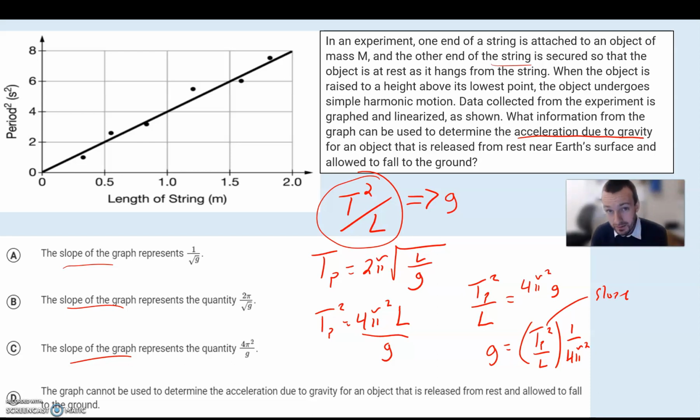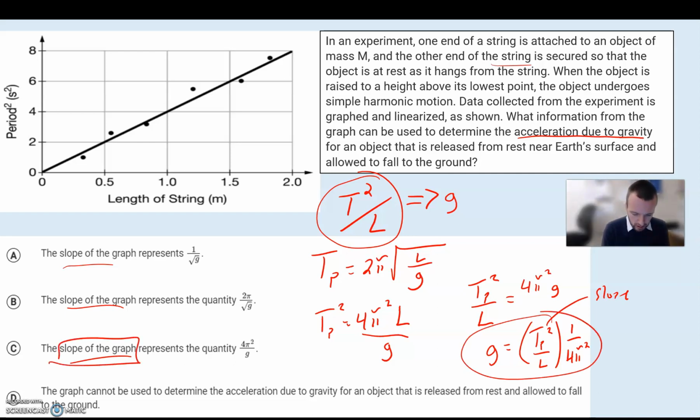Now, I thought they were wanting me to give my answer straight up like g is this. But if you look hard enough here, you can see how this is going to tell us that the slope represents the quantity 4 pi squared over g. So I could rearrange that algebraically, but I think you guys see what we're getting at here.